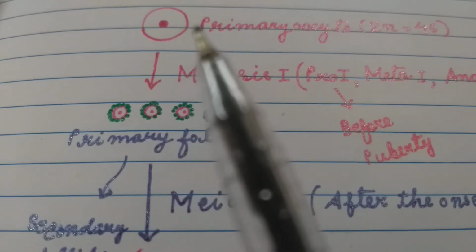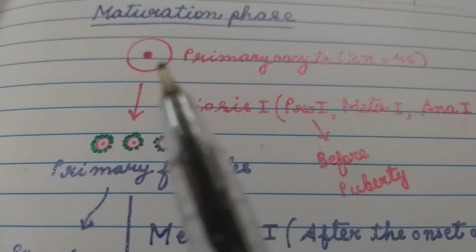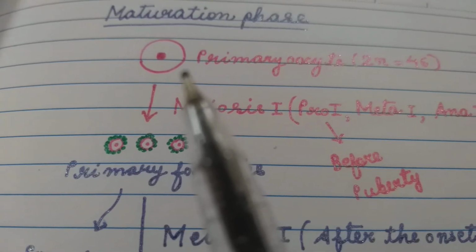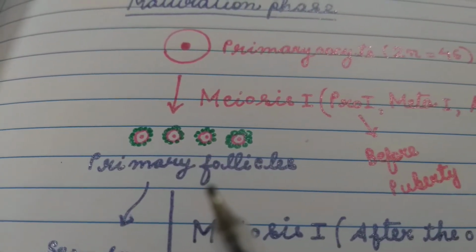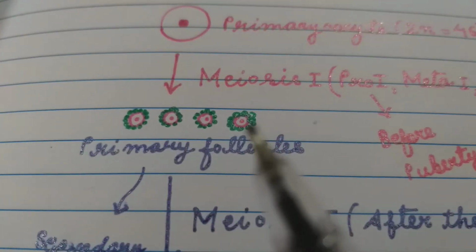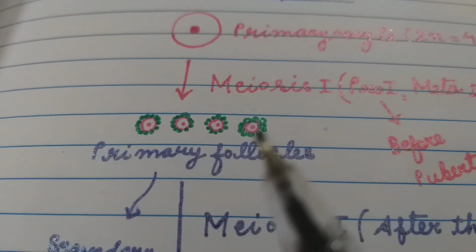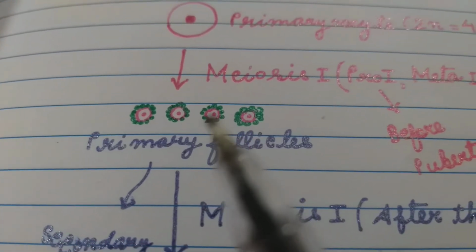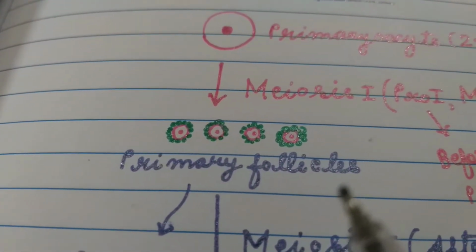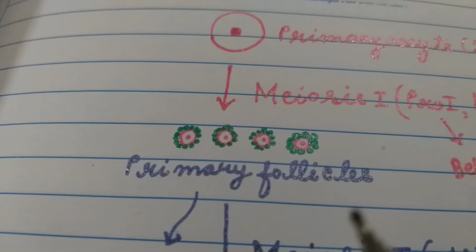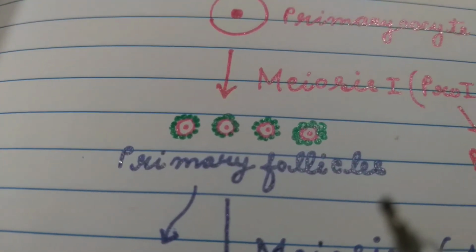I have drawn only one primary oocyte. There are a large number of primary oocytes. All of them transform into primary follicles. Each primary oocyte is surrounded by a single layer of follicular cells, and the primary follicles develop. Primary follicles are formed in the ovary.